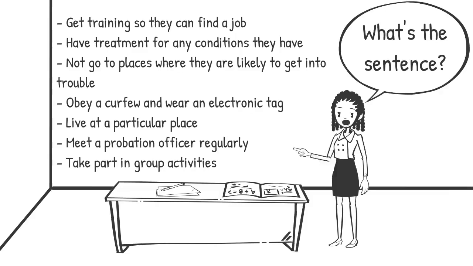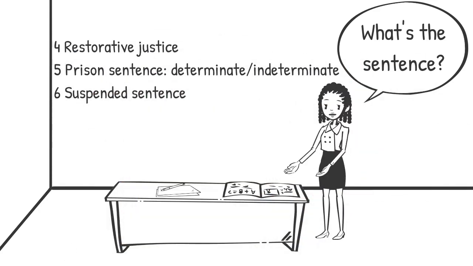Many offenders have problems of various sorts, so they are told to carry out some of the following to help them in the future. Get training so they can find a job, have treatment for any conditions they have, such as drug or alcohol addiction, not go to places where they are likely to get into trouble. Obey a curfew which limits when they can go out and wear an electronic tag, live at a particular place, meet a probation officer regularly to check their progress, take part in group activities at an attendance center to help them live responsibly in the community. Restorative justice can be used to bring offenders together with their victims to help them to understand the effects of their actions.